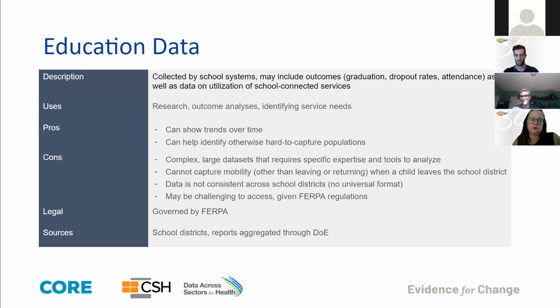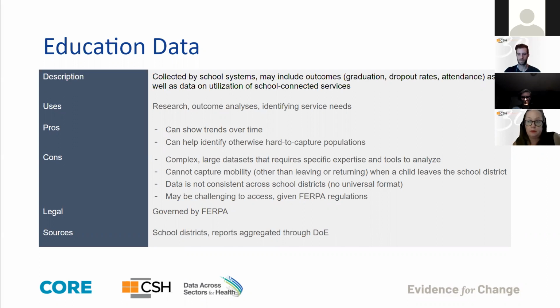It's used for a lot of research and evaluation of educational programs and outcomes, identifying service needs. It can show trends over time and help identify otherwise hard to capture populations. Importantly, from an equity perspective, it can really show differences over time in outcomes for different populations, for example BIPOC populations. The data can be really complicated. I've worked with this data, and it can be pretty complicated depending on what you're trying to do and longitudinally over time. If it's a small data set over a short period of time, it's easy. The bigger you get and the longer you get, it's much more complex.